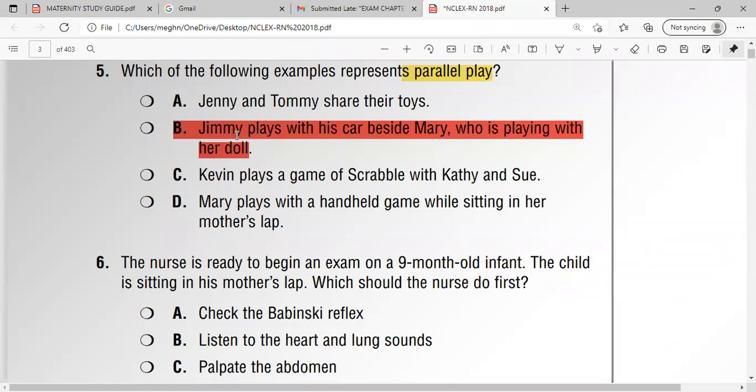And in A, Jenny and Tommy share the toy. And number C, Kevin plays a game with these two others, right? So A and C are not parallel play because the children are playing together. And number D, the baby plays with the mother, right? Because the mother is not playing with Mary also. So number B is the correct answer.